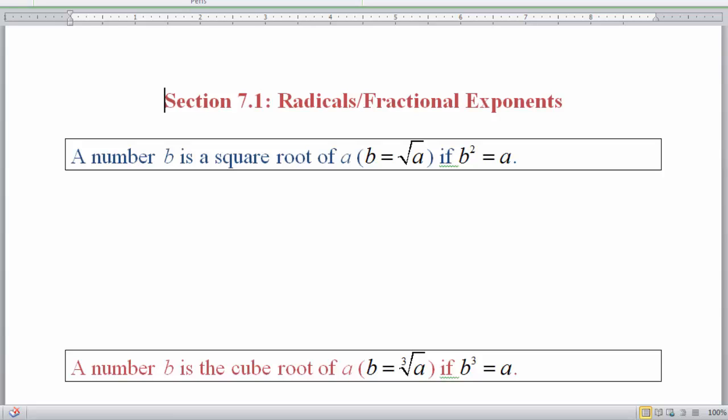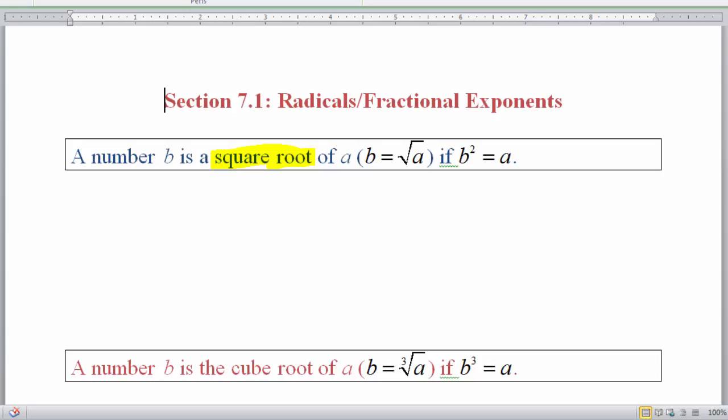So we begin Unit 3 in Math 151 with Section 7.1, which deals with radicals and fractional exponents. Alright, so first we just have a few definitions here. The first being a number b is a square root of a, and then there's the notation for it, b equals the square root of a, if b squared equals a.